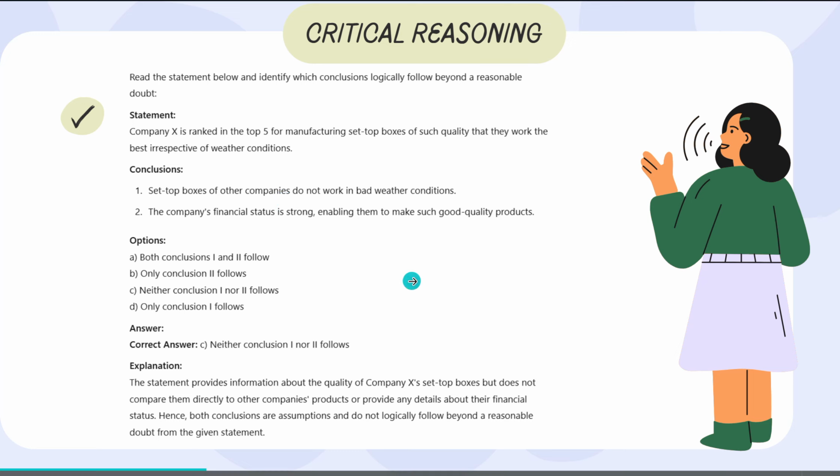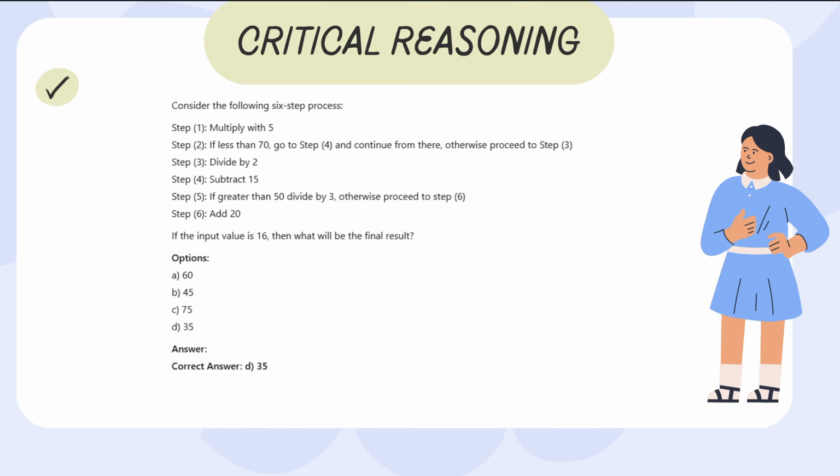Now, this is the question, also from critical reasoning. Consider the following 6-step process. Step 1: multiply by 5. If less than 70, go to step 4 and continue from there. Otherwise, proceed to step 3. Step 3 is divide by 2. Step 4 is subtract 15. Step 5: if greater than 50, divide by 3; otherwise, proceed to step 6. Step 6 is add 20. If the input value is 16, then what will be the final result?